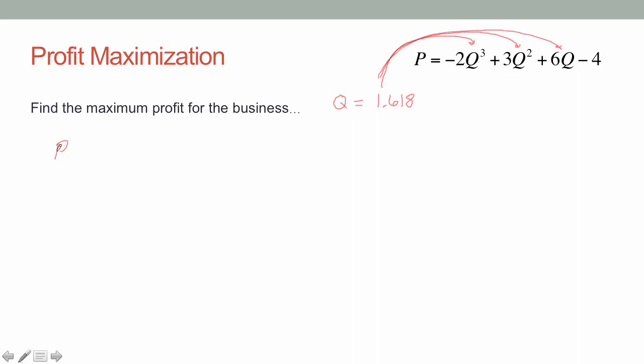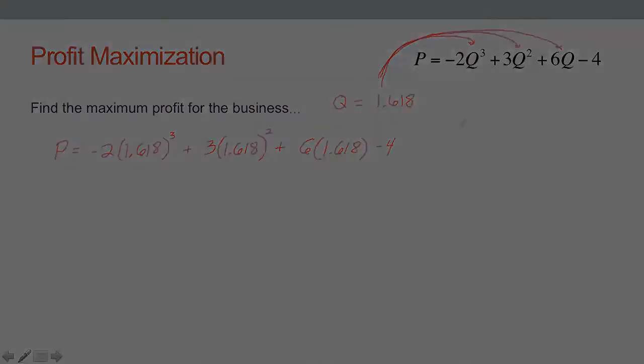My profit will equal negative 2 times 1.618 cubed plus 3 times 1.618 squared. The nice thing about having a mathematical function is that I can simply put numbers in. I'm putting in Q to find out what P should be. Plus 6 times 1.618 minus 4. To help us calculate this, let's go directly to our Desmos calculator and do the math there.